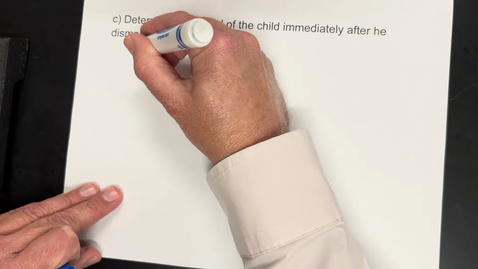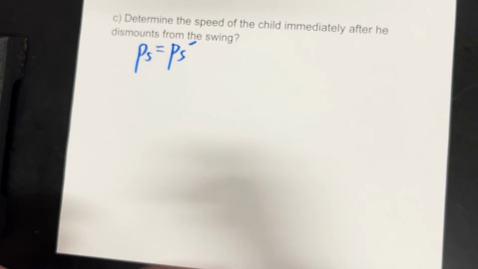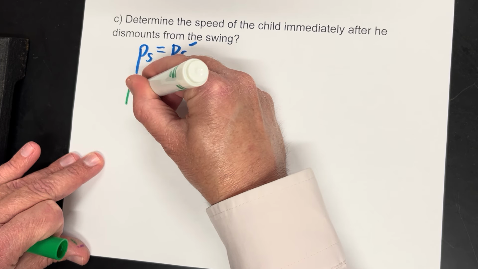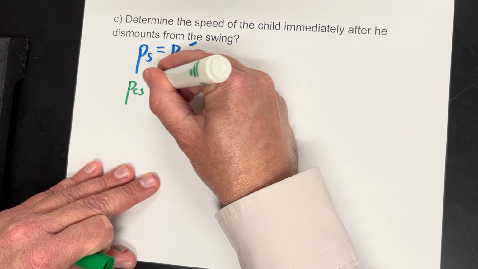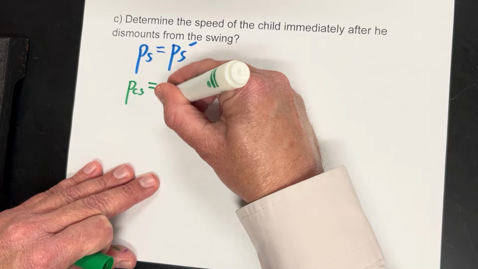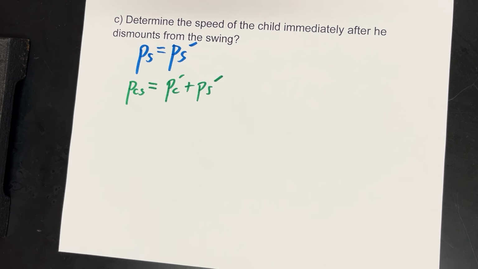So we're going to look at it like this. The momentum of the system before he jumps off is equal to the momentum of the system after he jumps off. And so we can solve for this by thinking, well, right at the bottom, that is the beginning of this problem, is at the bottom of the swing. So the momentum of the child swing seat system is equal to the momentum of the child afterwards plus the momentum of the seat afterwards.